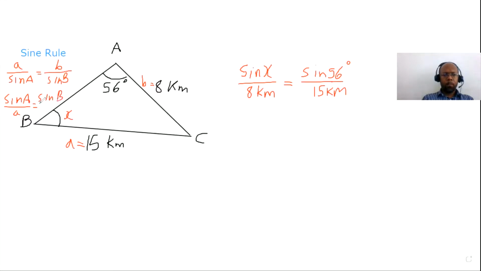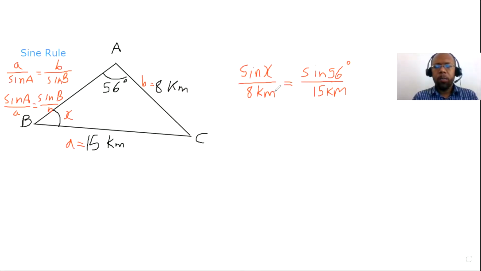So here we have, which one are we using? We're not looking for a side, so we're not using this one. We're using this rule here. It's the same rule, it's just flipped. Okay, so that's what we're doing right now.